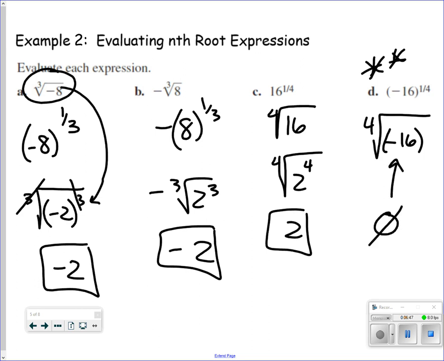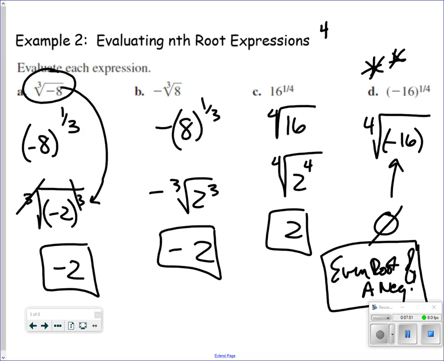This is impossible. What I will tell you is you cannot take an even root of a negative. When you're in Algebra 2, you'll actually get into taking an even root of a negative. It's an entirely different mathematical system known as imaginary. But again, we're not necessarily talking about that right now. So you cannot take an even root of a negative.